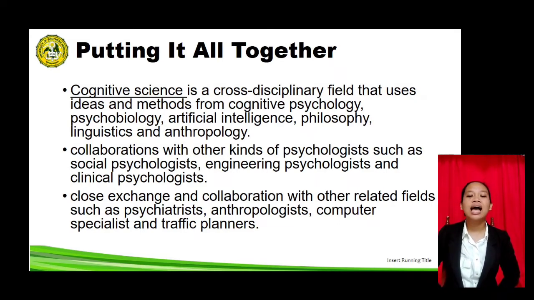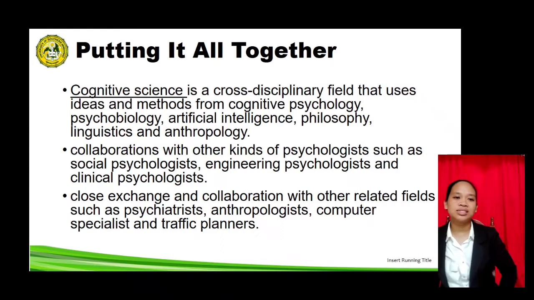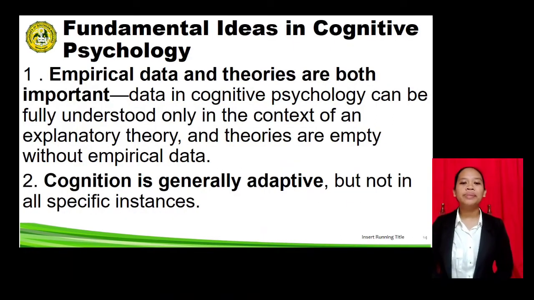So, cognitive science is a cross-disciplinary field that uses ideas and methods from cognitive psychology, psychobiology, artificial intelligence, philosophy, linguistics, and anthropology. Cognitive psychologists also nag-profit sila from collaborations with other kinds of psychologists such as social psychologists, engineering psychologists, and clinical psychologists. Also, there is a close exchange and collaboration with other related fields such as psychiatrists, anthropologists, computer specialists, and traffic planners. And now let us tackle the fundamental ideas in cognitive psychology.